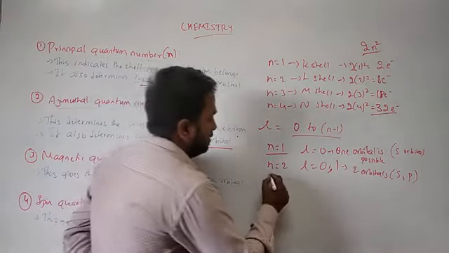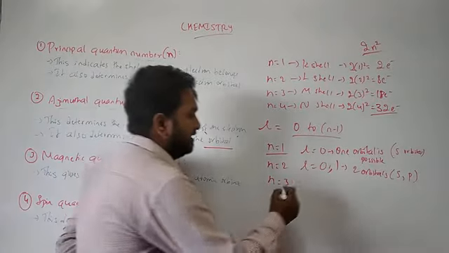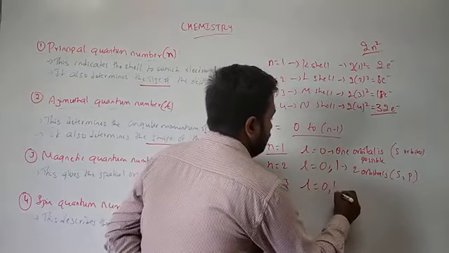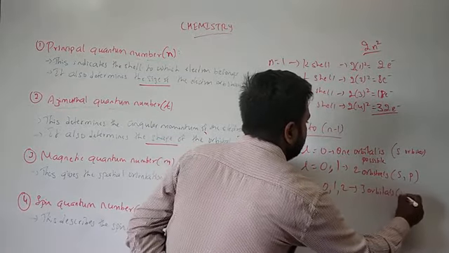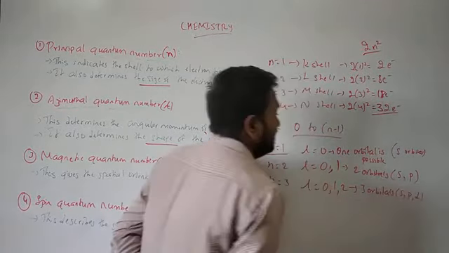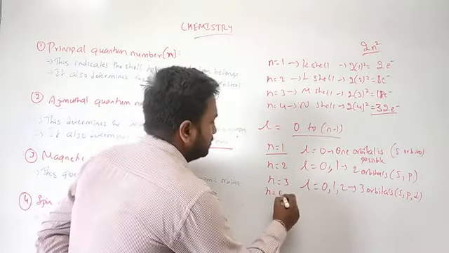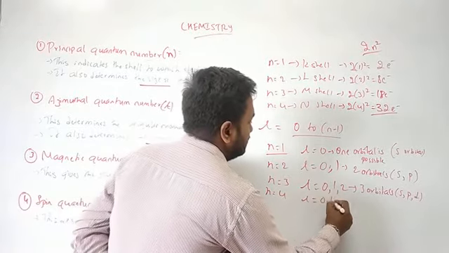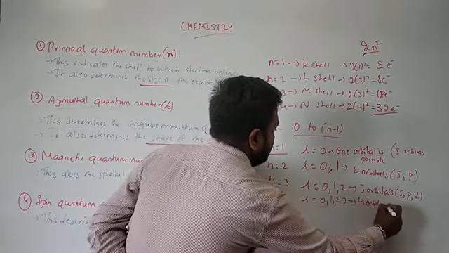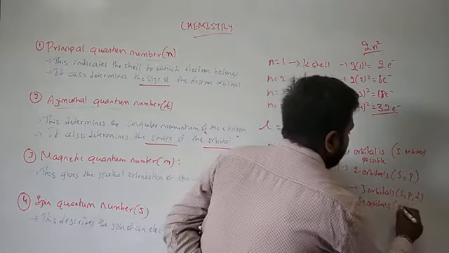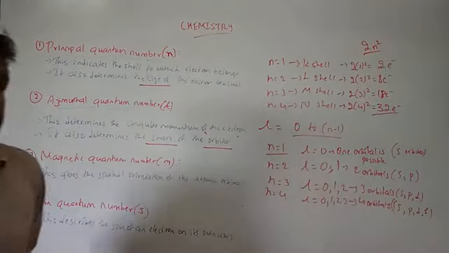Now let's go for the third one. n equals 3, the L value can range over 0, 1 and 2. That means 3 orbitals are possible: S, P and D. In case of n equals 4, we have L as 0, 1, 2 and 3. 4 orbitals are possible, so it is S, P, D and F. Clear, students? Don't get confused.